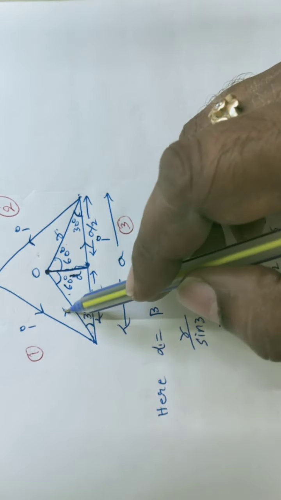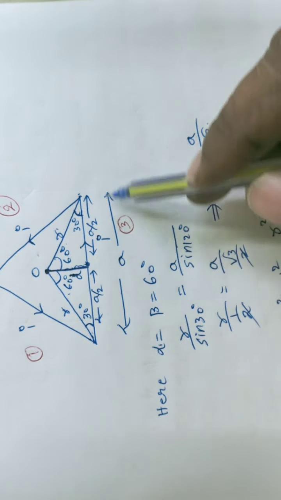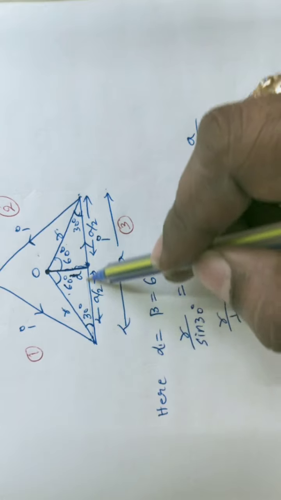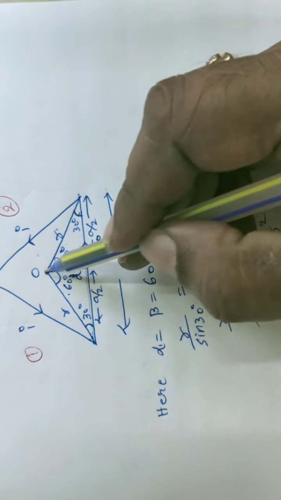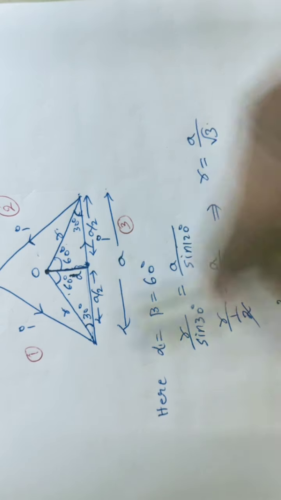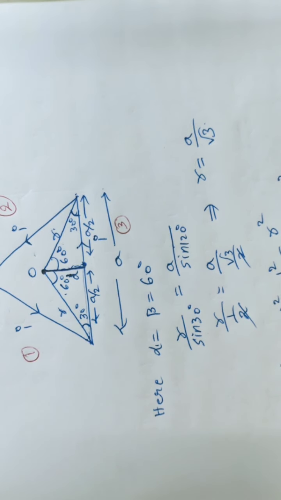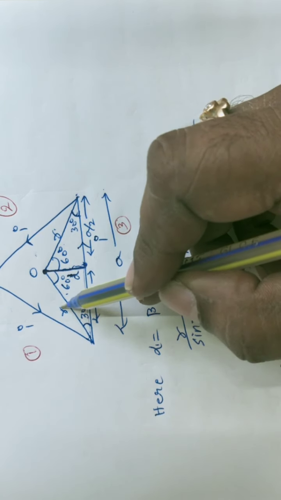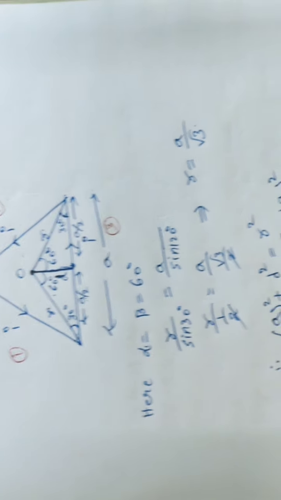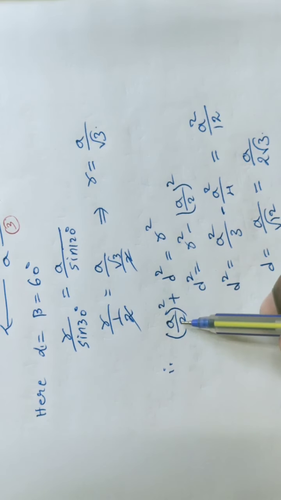This r value we are finding. Here a by 2 is present. By observing this right angle triangle, I want to calculate this d value. For the d value, from Pythagoras theorem we know a by 2 whole square plus d square is equal to r square.